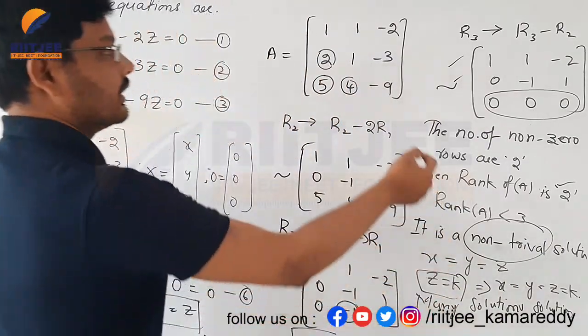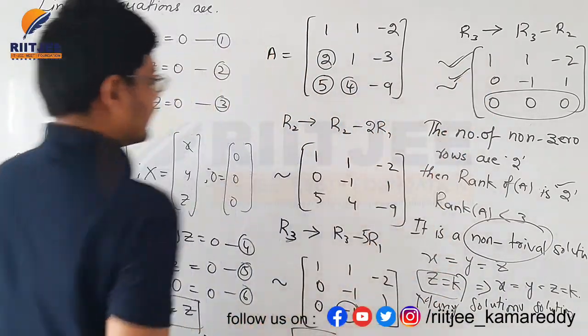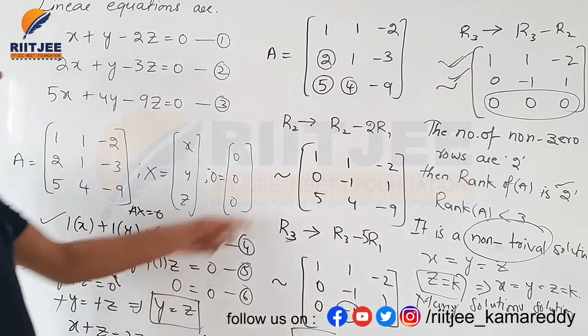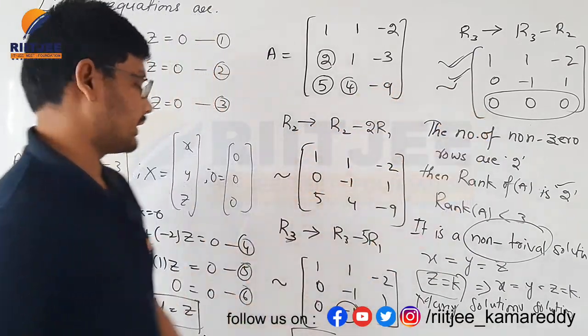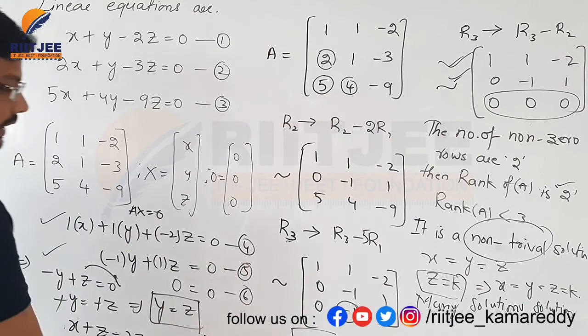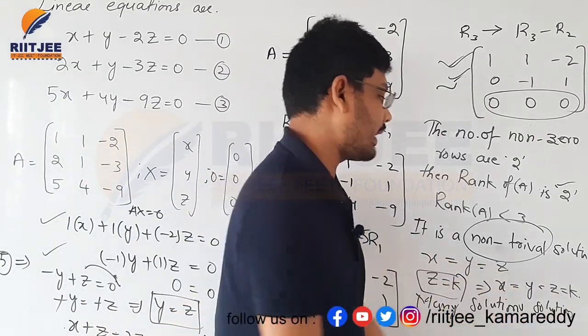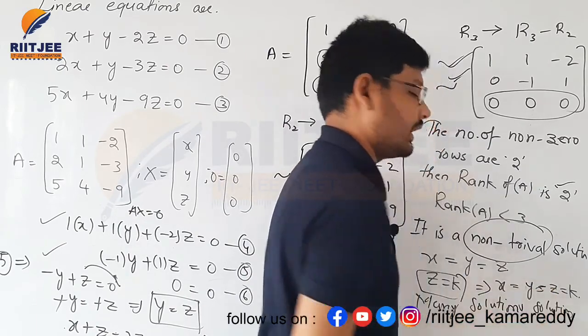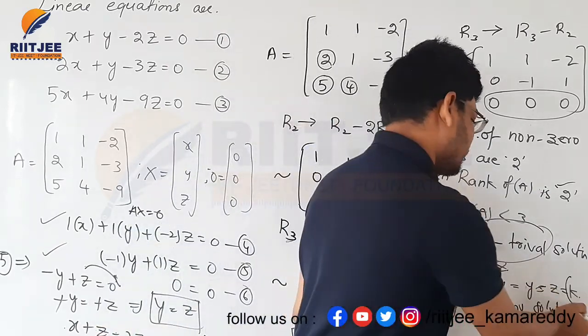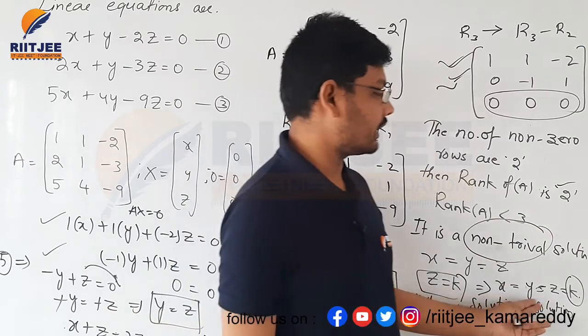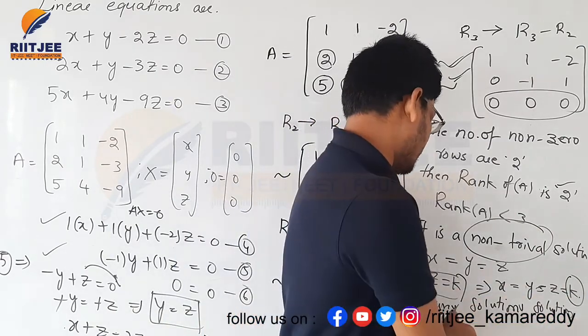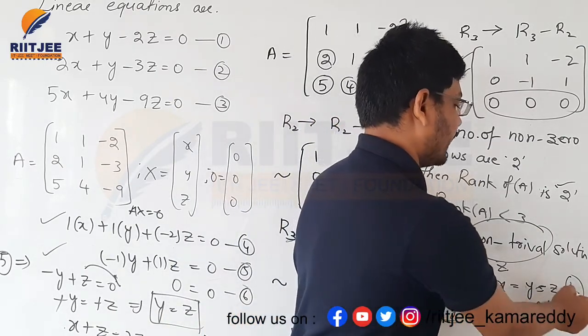Here from this final matrix, we are framing 3 equations: equation number 1, equation number 2, equation number 3. From these 3 equations, x is equal to y is equal to z. We don't know any variable value here, so I am taking z equal to k. That's why x is equal to y is equal to z equal to k. Here many solutions appear for the k value.